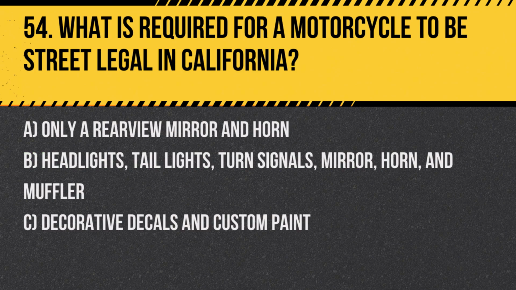Question 54. What is required for a motorcycle to be street legal in California? A. Only a rear view mirror and horn. B. Headlights, taillights, turn signals, mirror, horn, and muffler. C. Decorative decals and custom paint. Answer: B. Headlights, taillights, turn signals, mirror, horn, and muffler. These components ensure the motorcycle is safe and compliant for road use.